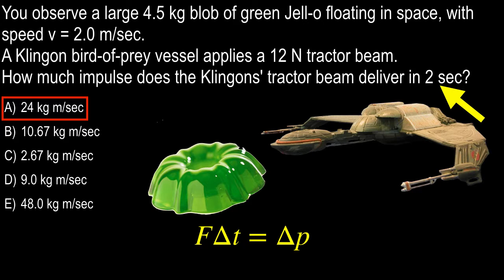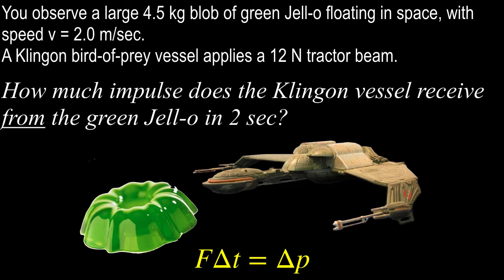Anyways, here's another question related to this first one. This one wasn't a clicker question, but it could have been back in spring of 2019. All right, how much impulse does the Klingon vessel receive from the green jello in 2 seconds? The green jello is not doing jack. The Klingon vessel is applying the tractor beam, right?